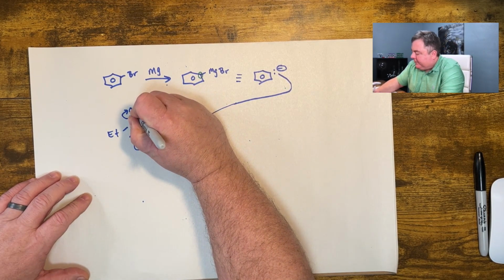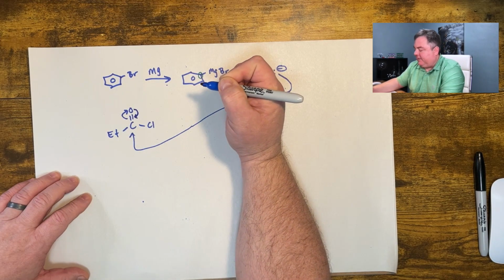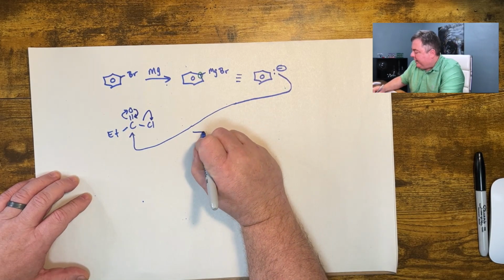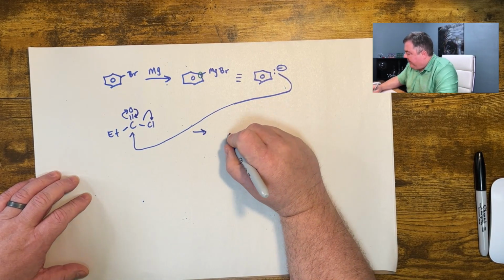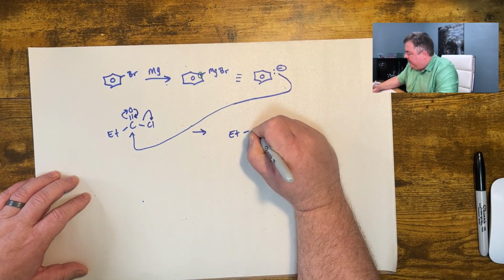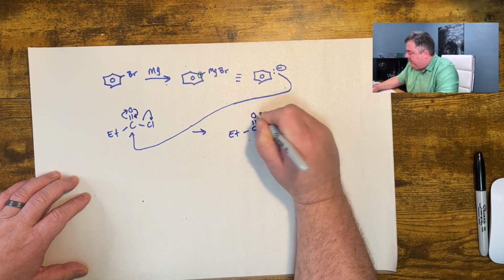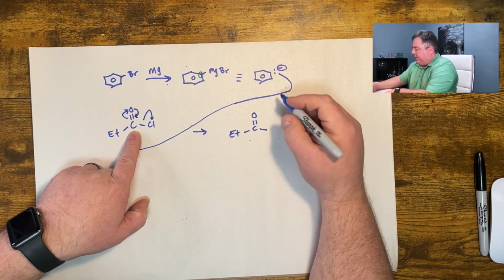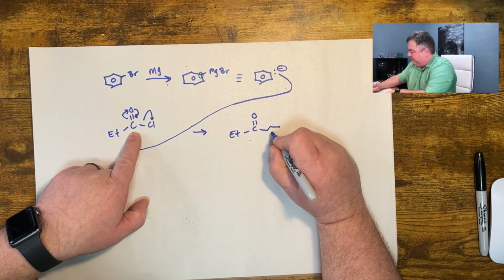So these electrons come back down from the oxygen and reform the double bond, kicking off the chlorine atom. And that makes this. So my ethyl group is attached to a carbon. The carbonyl is still there. And now attached to this carbon is this phenyl group.